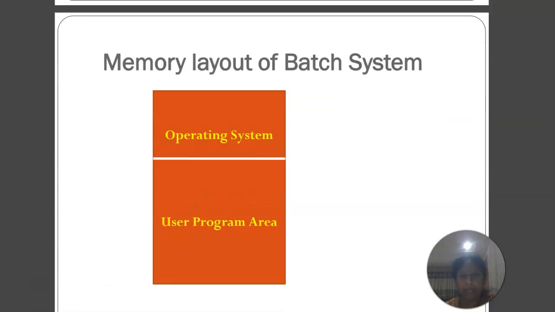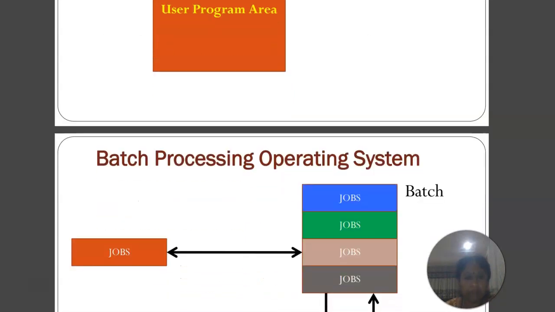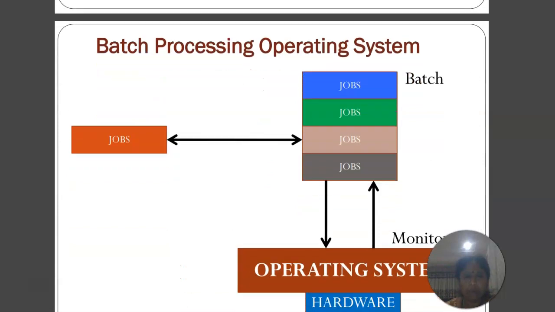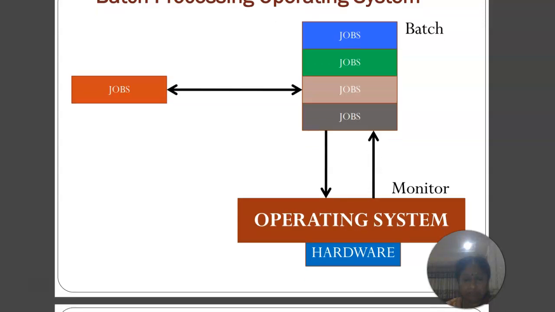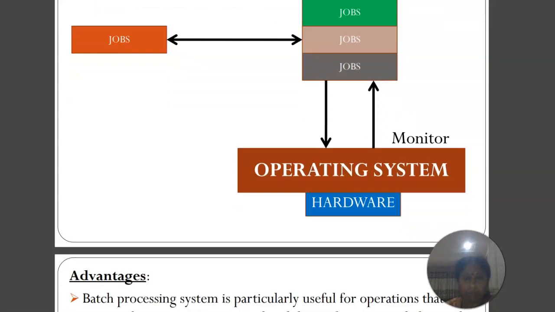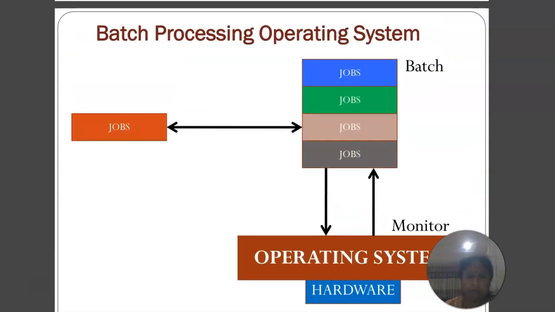The memory layout of a batch system. First, the operating system is residing inside the memory, and the remaining area is for the user program area. Here is the block diagram of the batch processing operating system. The jobs are grouped together in a batch. For example, Fortran jobs are in one batch and COBOL jobs are in one batch. Those are grouped together and kept in memory for execution.